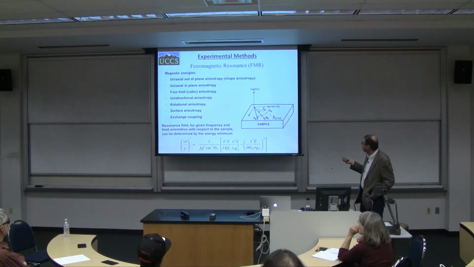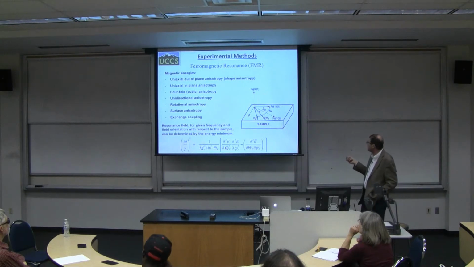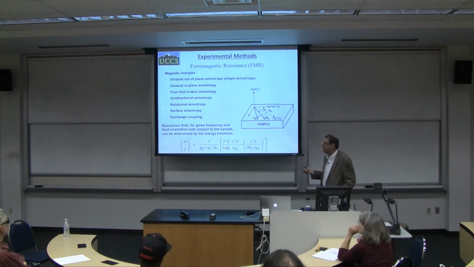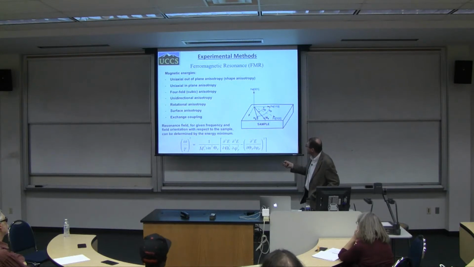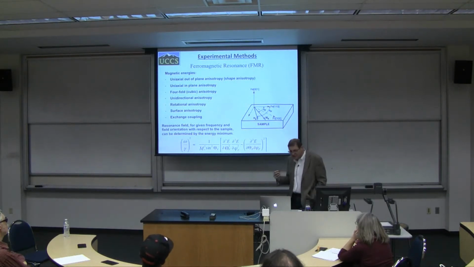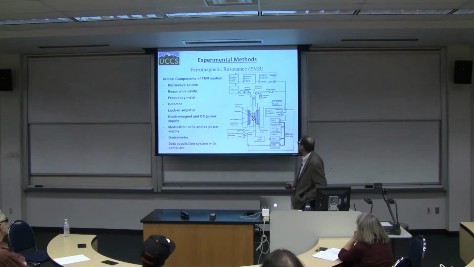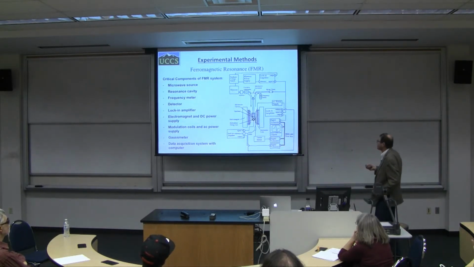And if I do measurements as a function of angles, I can determine all of them and determine different contributions, for example, associated with the surfaces, associated with exchange coupling to other magnetic materials. All these things can be determined with the dynamic measurements. The ferromagnetic resonance system is fairly complicated actually.